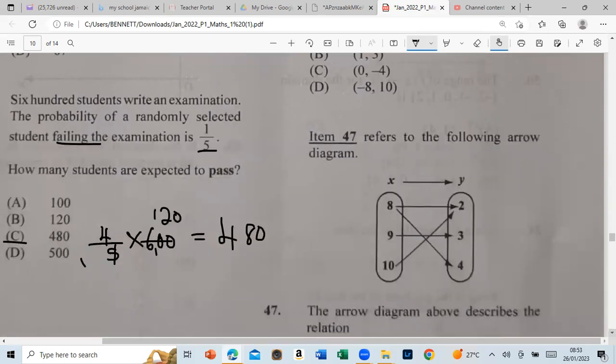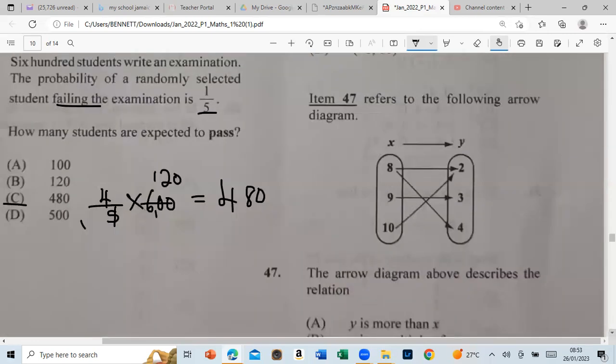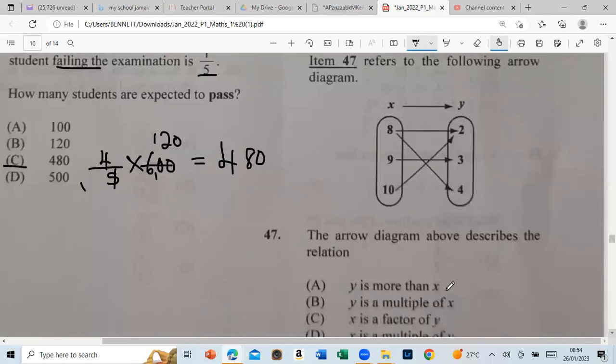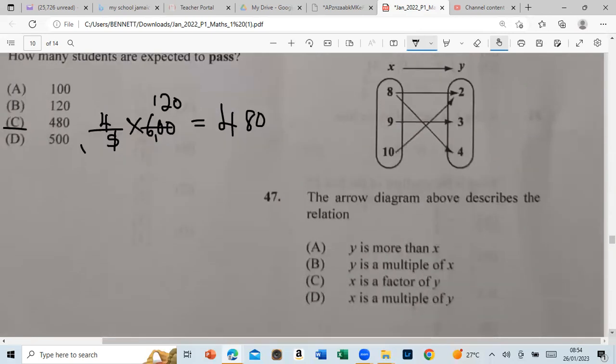Item 47 refers to the following arrow diagram. The arrow diagram above describes the relation. Alright, let us examine it. So it's not a function, it's a relation. As I was saying, notice that the x value, 8, is going to 2 of them. Alright? So let us examine all the options. We can basically look at it and see what it is first. But let us look at the options. Alright. It says y is more than x.